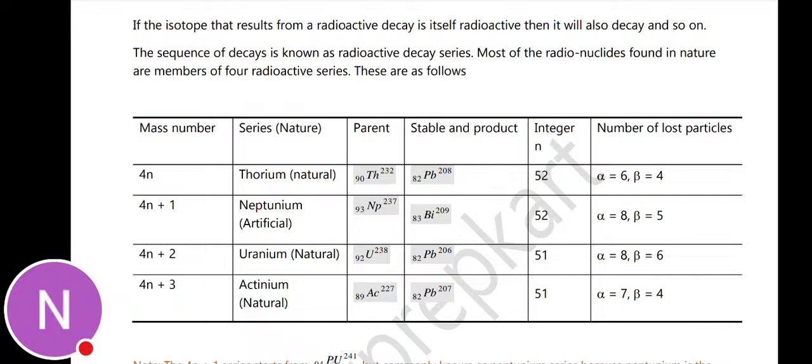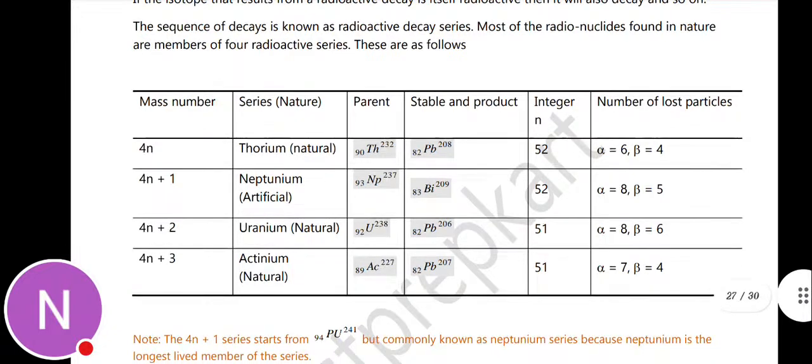For 4n plus 1, that is neptunium, it is Np237, ending at Bi209, so integer n is 52, alpha is equal to 8, beta is equal to 5. 4n plus 2 is uranium, natural, it is uranium 238 to Pb206, integer n is 51, alpha is equal to 8, beta is equal to 6. Then 4n plus 3 is actinium, natural, it is actinium 227 to 82Pb207, integer n is 51, so alpha is equal to 7, beta is equal to 4.